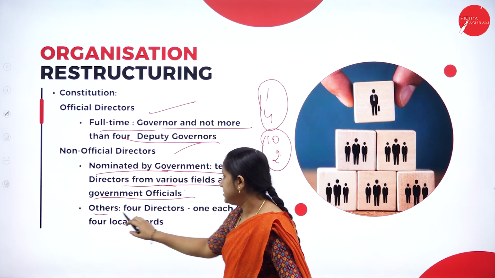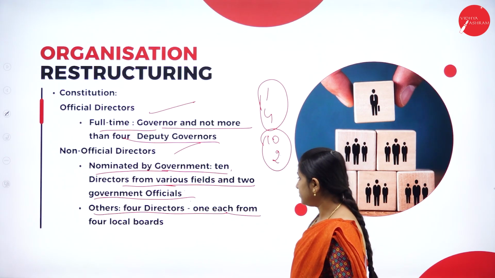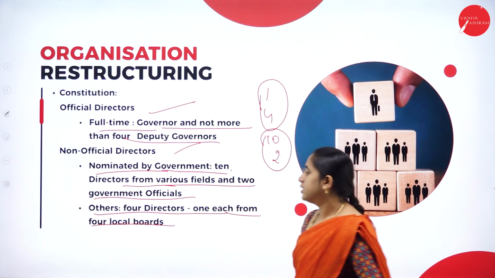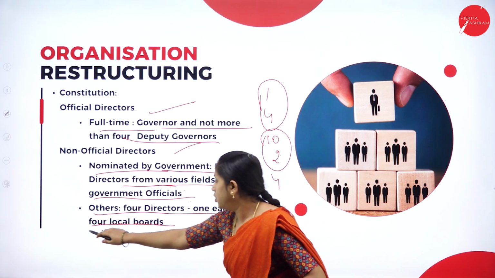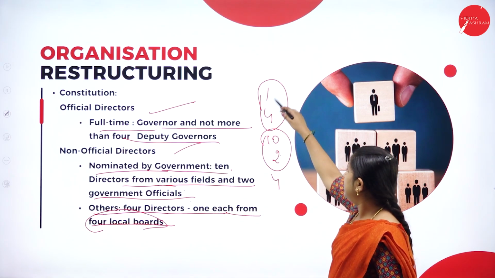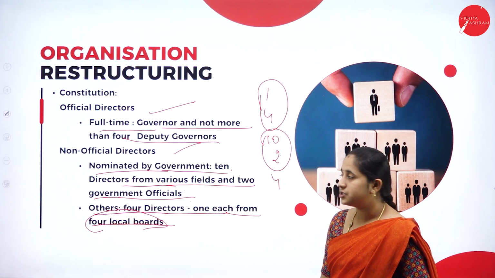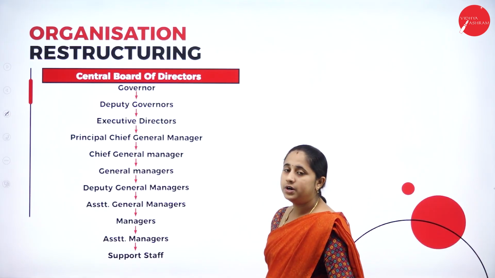Then there are 4 other directors, one each from the 4 local boards. So in total we have this many directors. It can be explained through a diagram.